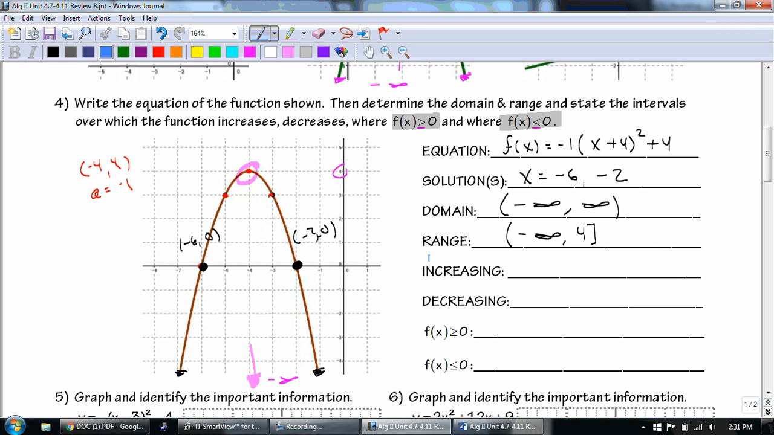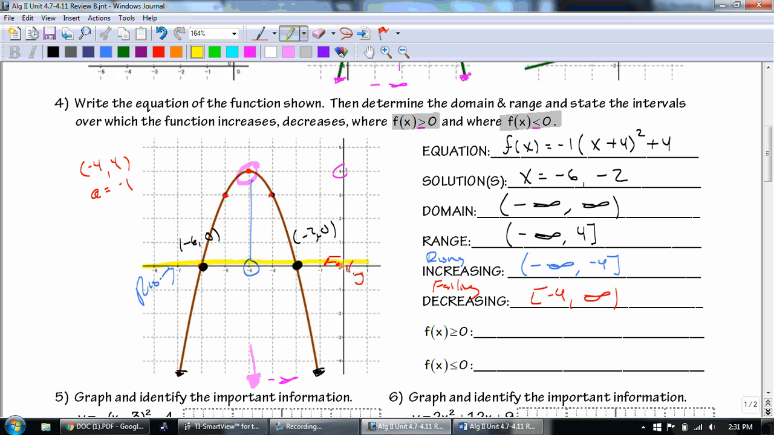Now, increasing is when it is rising. We are rising on the left side, and that is from negative infinity to -4. And then we are decreasing, we are falling, okay? Another word for decreasing is falling. We start falling at -4, and then it keeps falling to positive infinity.